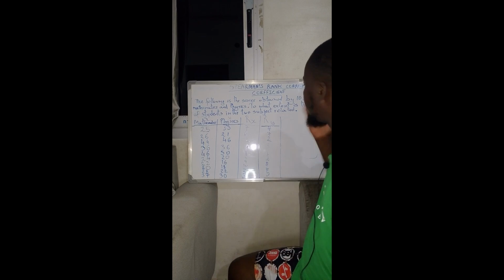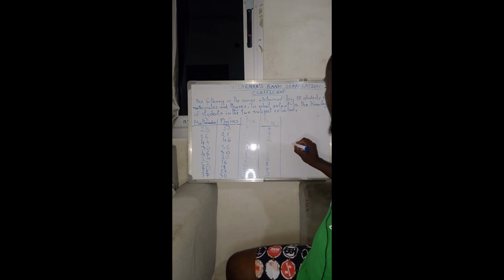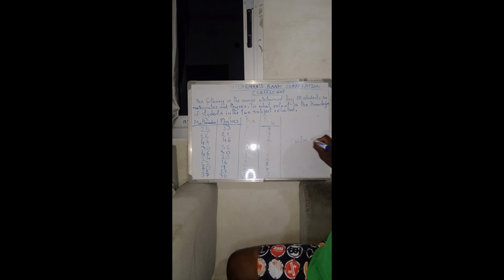Now, in the formula, we said rho is equal to 1 minus 6 sum of d square over n into bracket n square minus 1, and we close the brackets.